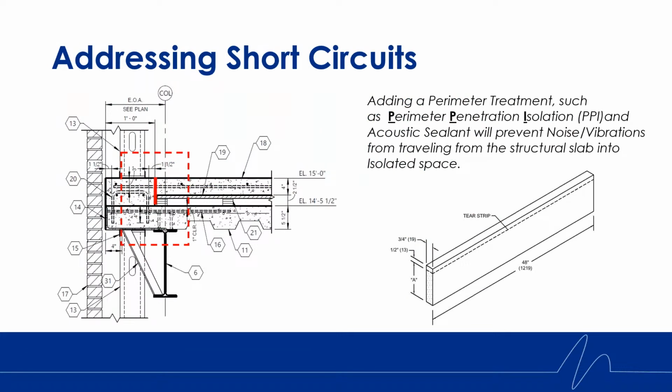So how do we address these short circuits? If you remember that earlier detail, by adding a perimeter treatment, such as perimeter penetration isolation, or PPI, an acoustical sealant will help prevent that noise and vibration from traveling from the structural slab into the isolated space.